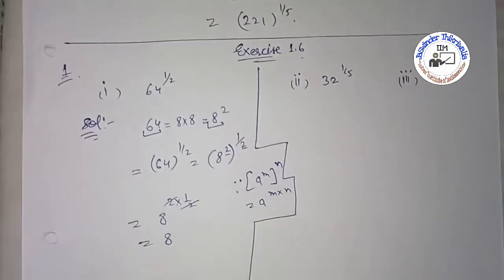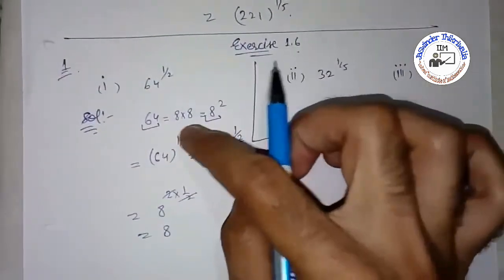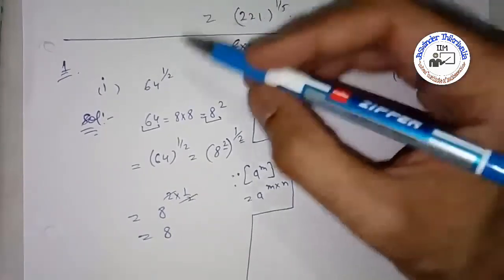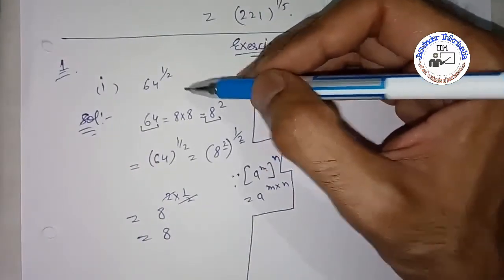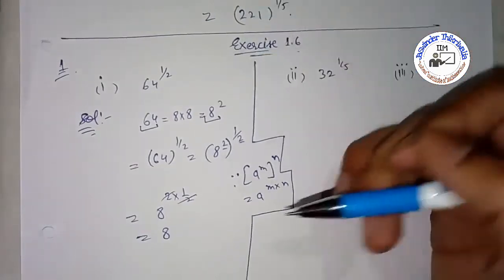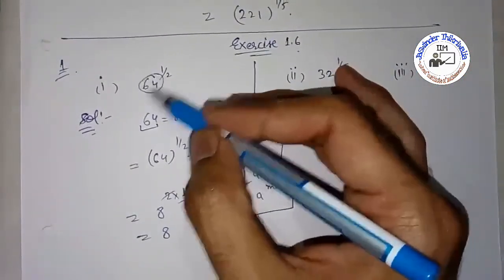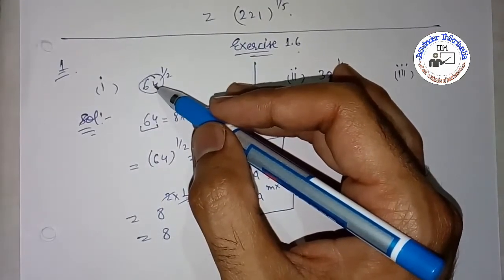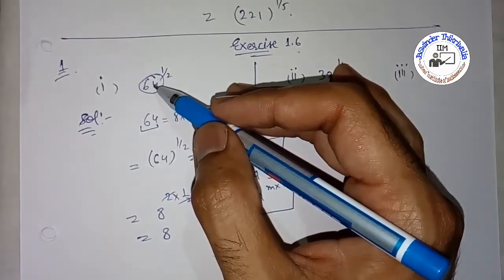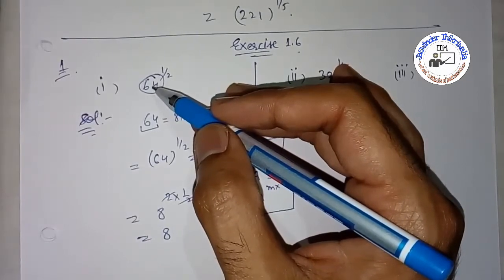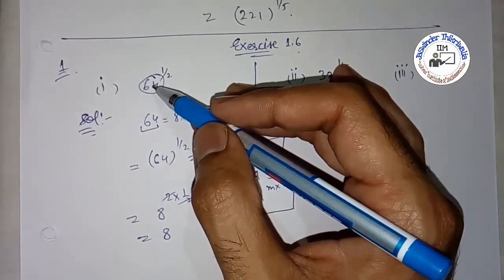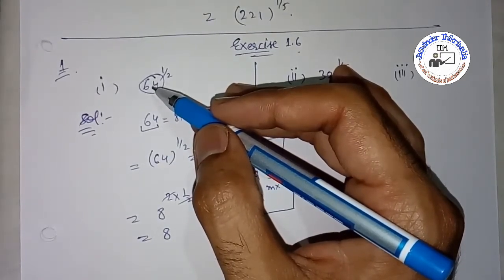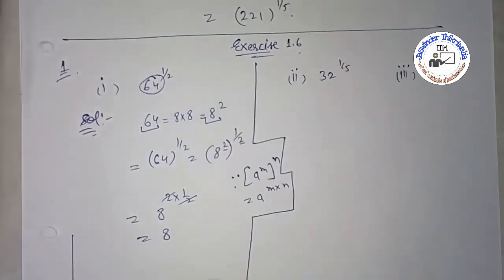Okay, and why have we written this 64 as 8 into 8? Because, beta, we have to simplify it. So here half power means root. For root you need what? You need this term as a square. How can you change it into a square? By taking its factors. How can you find the factors? You can do it by factorization, the division method. Okay, you can use this method.